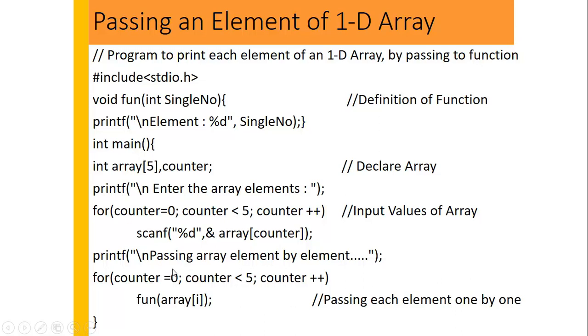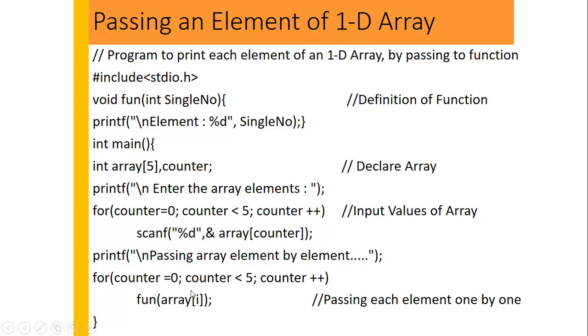We store them, and then we pass the array element by element. We start the counter from 0 to 4. We pass to the fun function, which is here at the top, the ith element. Initially the value of the counter is 0, so the first element of the array will be passed to fun, and here we are just printing the value. So the first value will be printed.